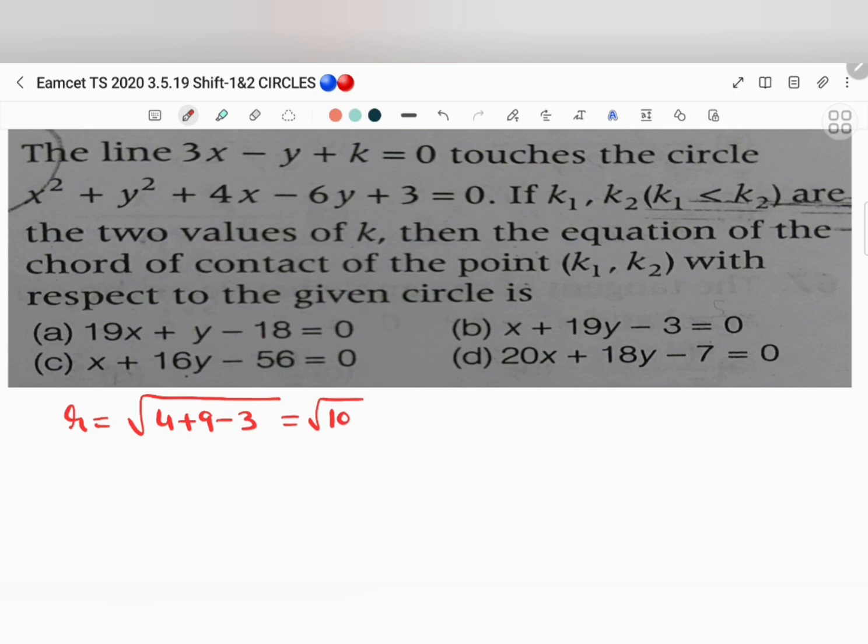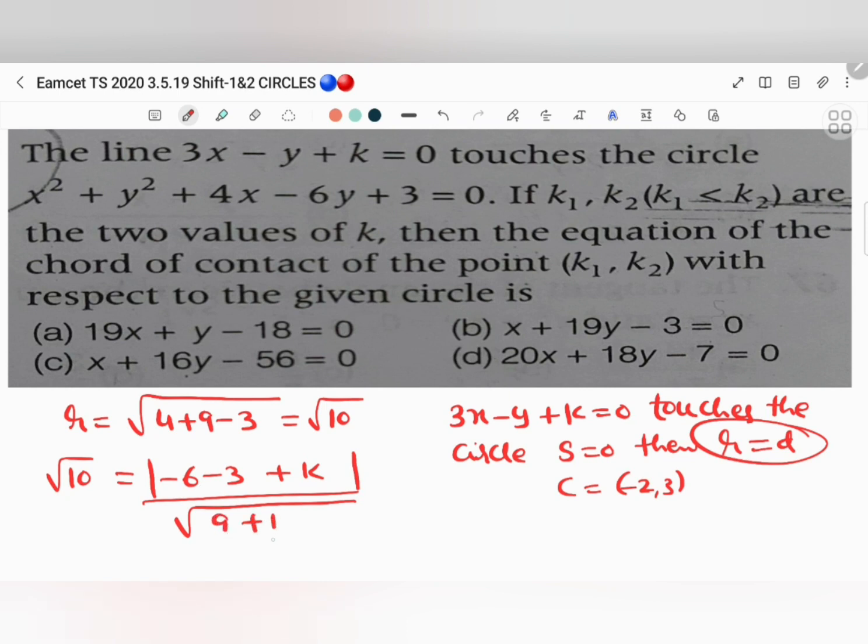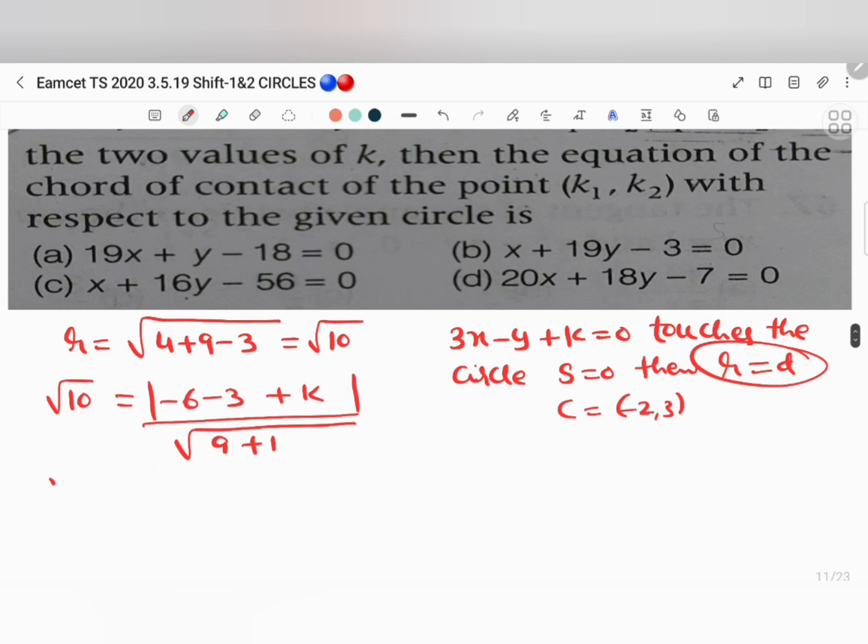The line 3x minus y plus k equal to 0 touches the circle S equal to 0, that means the given circle. Then r is equal to d. So the circle center is what? Minus 2 comma 3, dear students. So the r value is root 10. For the perpendicular distance, in place of x comma y in this line put minus 2 comma 3: minus 2 into 3, minus 6, minus 3 plus k, by root of x coefficient whole square plus y coefficient whole square, minus 3 whole square. So root 10 in the denominator. Root 10 is equal to k minus 9 by root 10.